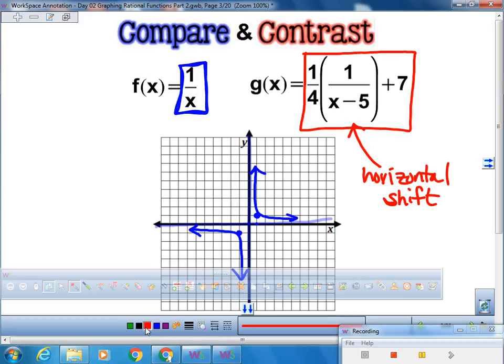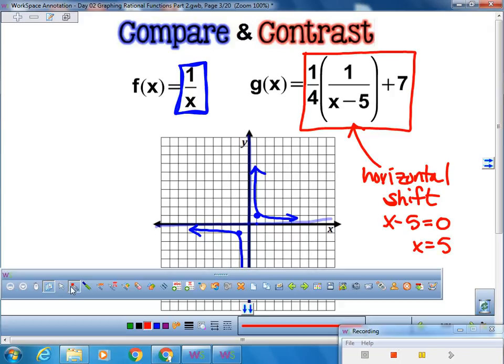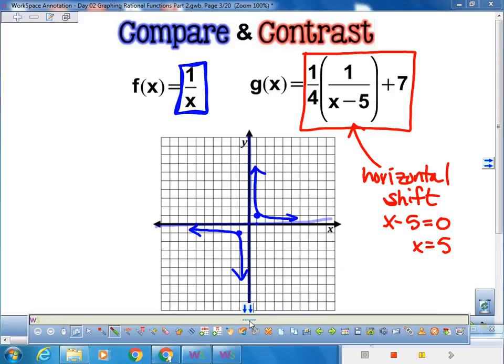This one, in contrast, has a horizontal shift. When I solve for x minus 5 equal to 0, I get x equals 5. So I know it's going to be a horizontal shift to the right by 5. So I'm going to draw that asymptote over 1, 2, 3, 4, 5. So my graph is shifting over 5.